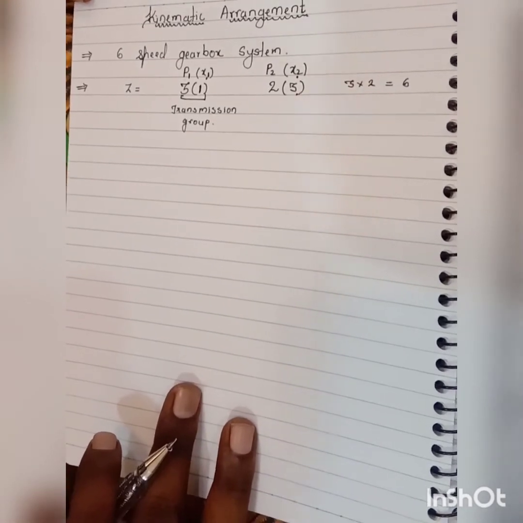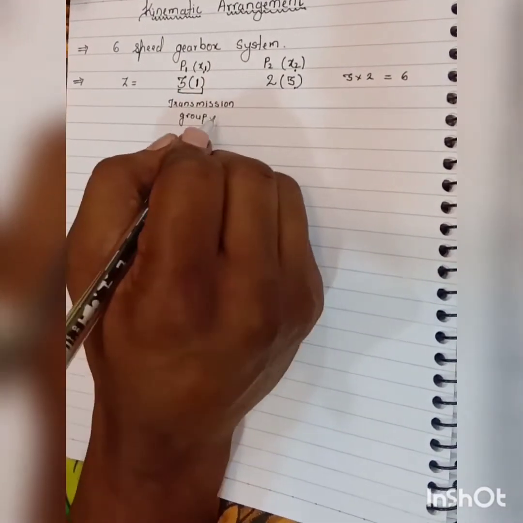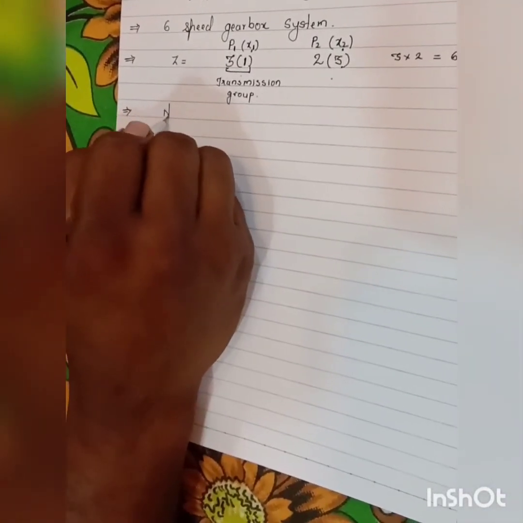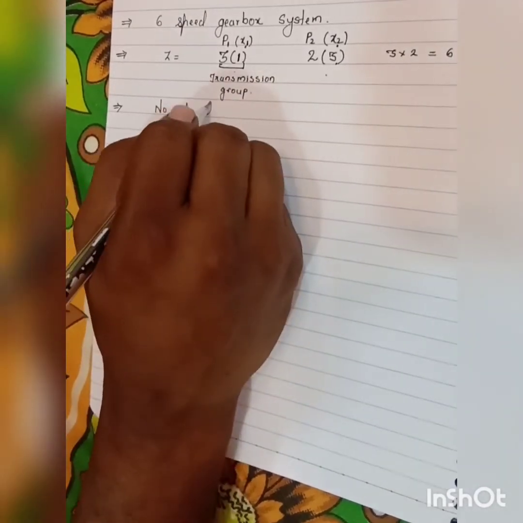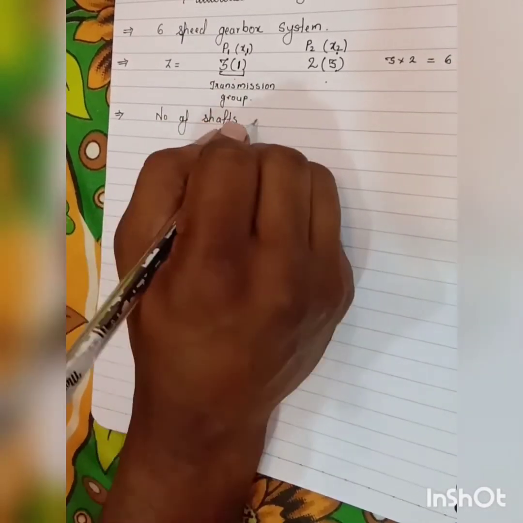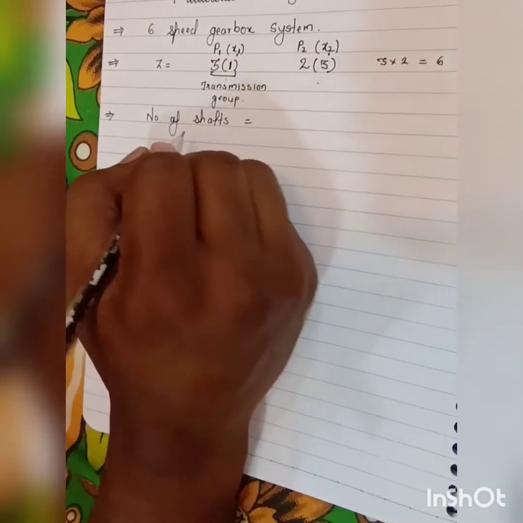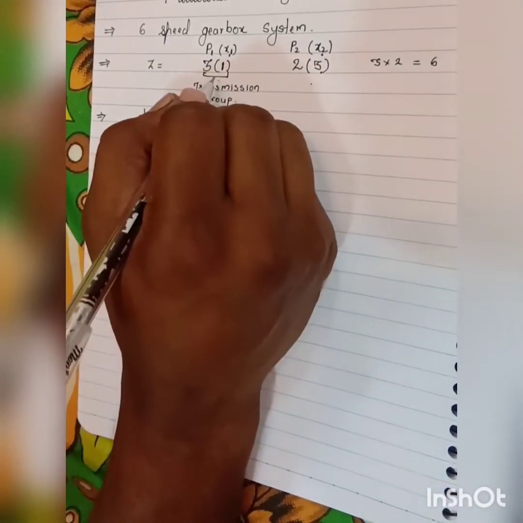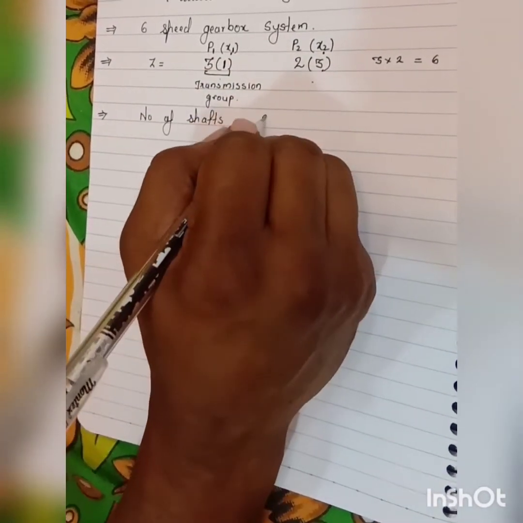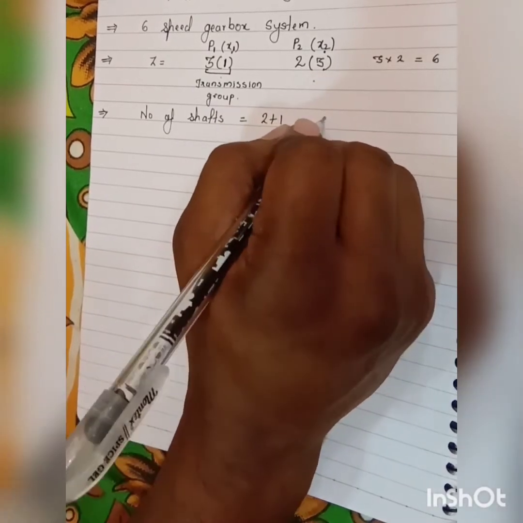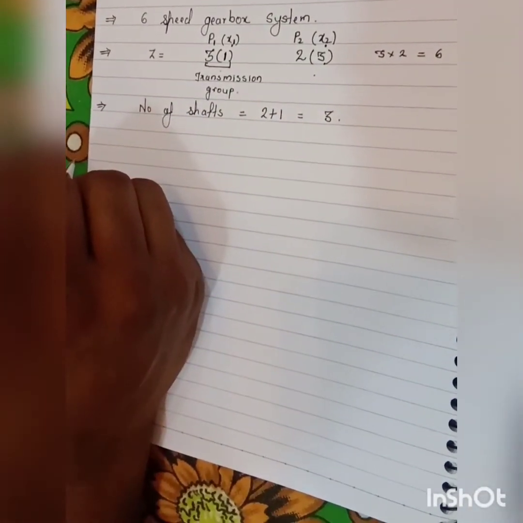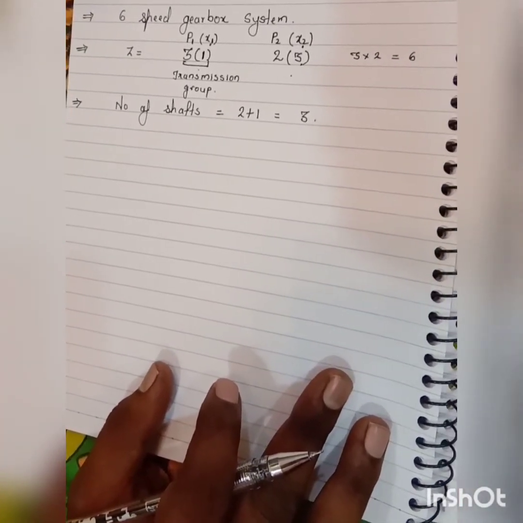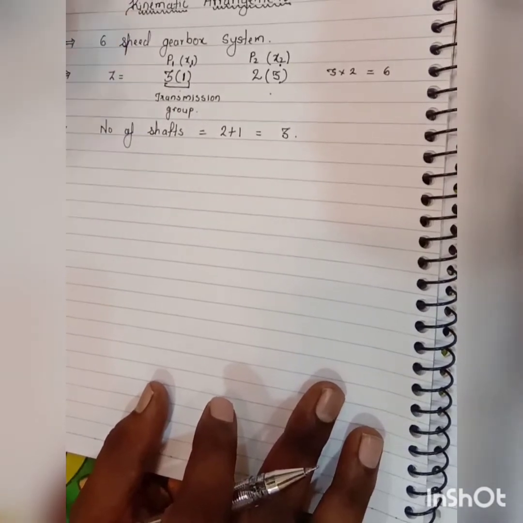Now from this you can see there are two groups. This is the first group and this is the second group. How do we calculate the number of shafts? The number of groups plus 1 gives you the number of shafts. We have two groups, so 2 plus 1 equals 3 shafts. Now we will draw the kinematic arrangement for the 6-speed gearbox system.